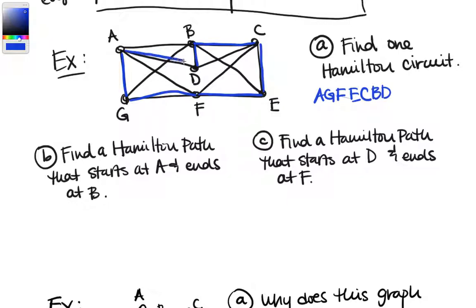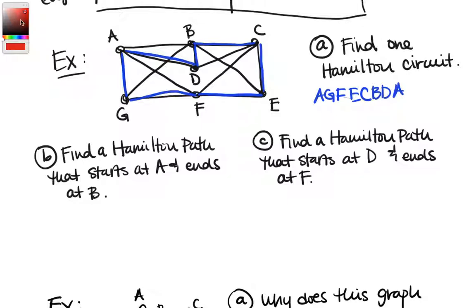And over to A. And let's keep in mind here, there's a bunch of edges that we haven't used, all of these edges that are left in black, but we don't care about using all the edges, we just want to hit every vertex. So there's one Hamilton circuit in this graph.